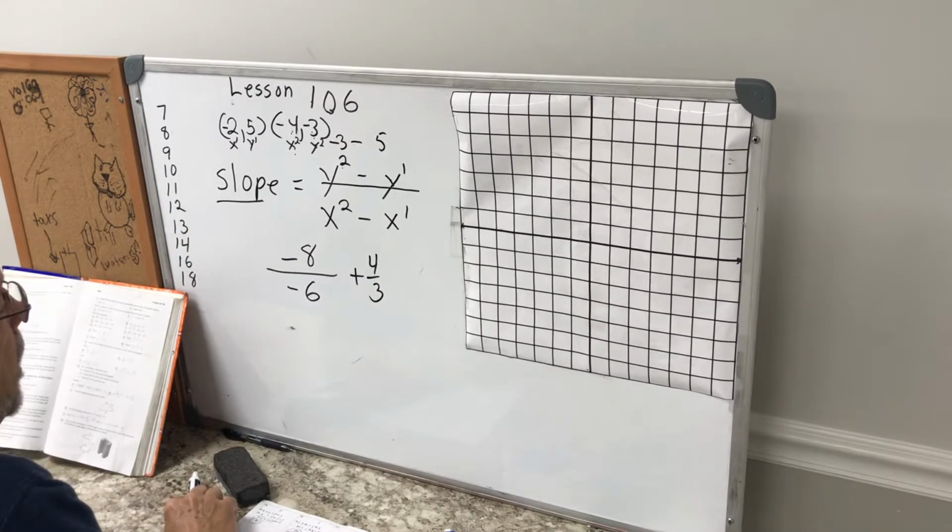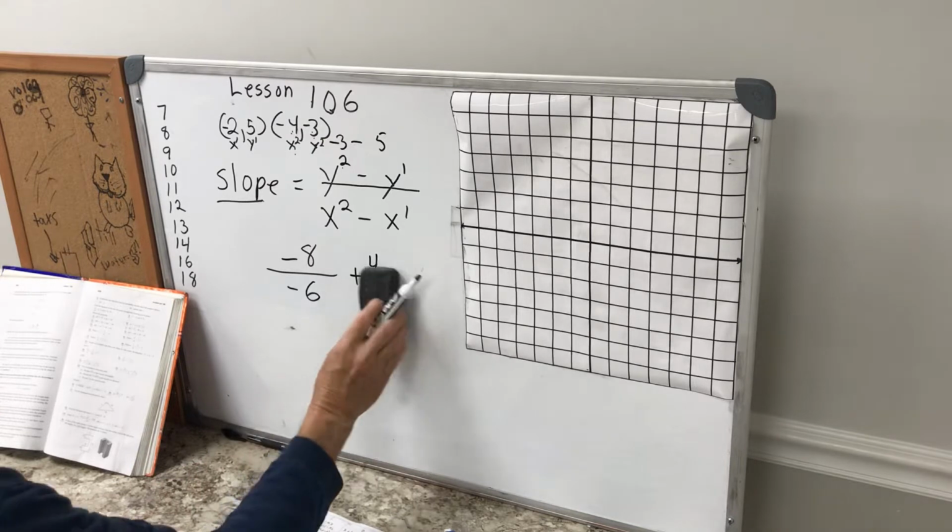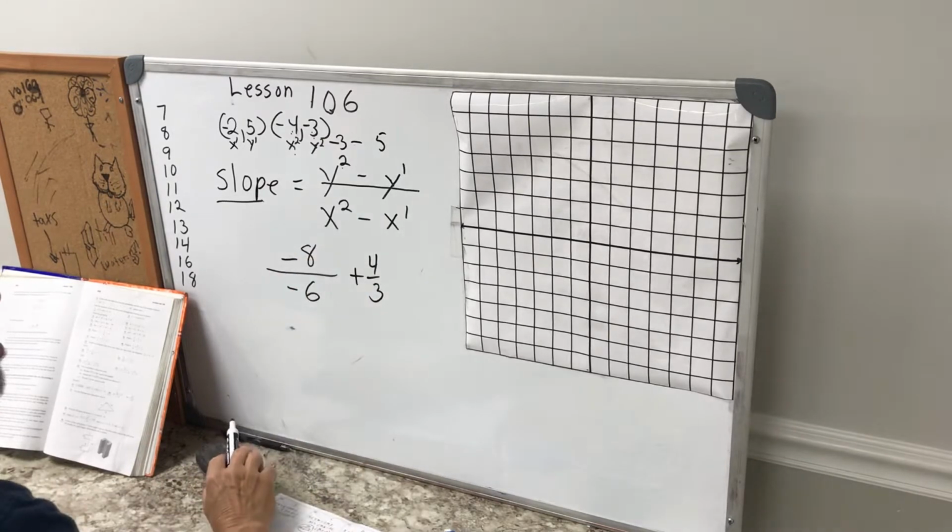Quite a complicated formula here, but hopefully you can go back over that several times until you understand it. But this is the key: y2 minus y1 over x2 minus x1.